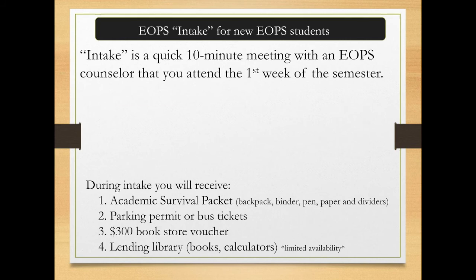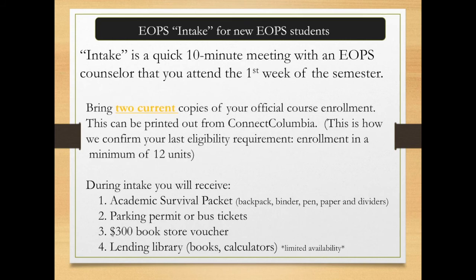What we need you to bring to intake is 2 current copies of your official course enrollment. So you're going to log into your Connect Columbia and print out 2 copies of your schedule. This is how we confirm that last eligibility requirement, which is enrolled, and again, not waitlisted, but you actually have to be enrolled in a minimum of 12 units. Again, unless you're in the DSPS program or part of that very small group of students who are starting at 9 because of the director approval.